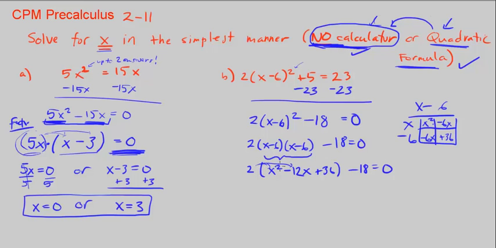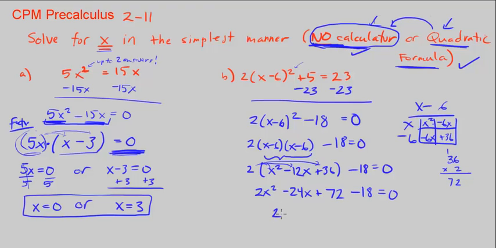Now let's distribute the 2. I get 2x² minus 24x plus 36 times 2 is going to be 72, minus 18. So if you didn't know 36 times 2 is 72, you could just do it here because we're trying not to use calculators. 6 times 2 is 12. Carry the 1. 3 times 2 is 6, plus 1 is 7, so 72. Okay? So what's 72 minus 18?